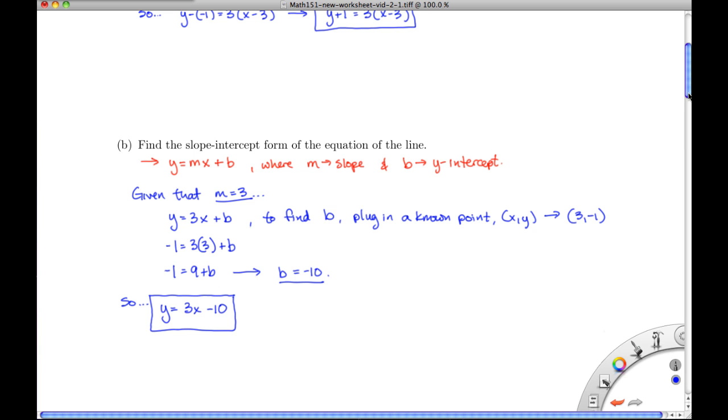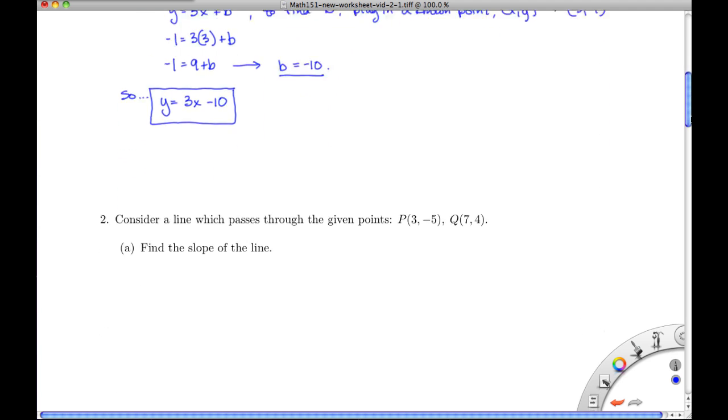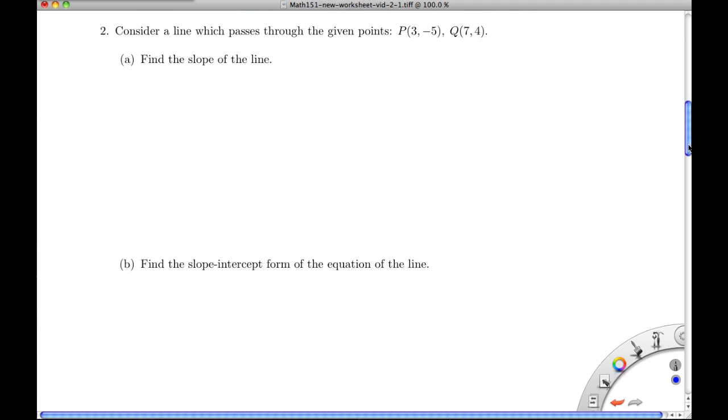Honestly, another way you could have gone about doing this is taken your point slope form that you already had and just multiplied that out and isolated y. That might have been a little bit easier, but I think it's good to see the strategy for the slope-intercept form. Okay, so now we'll move on to number 2.